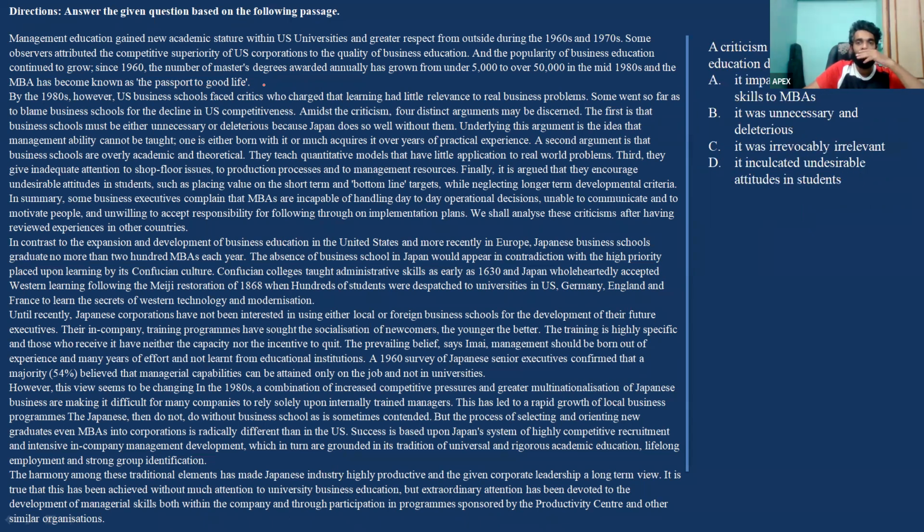So let's go forward. A criticism that management education did not face was that it imparted poor quantitative skills. Now, again, this is a very easy question. We can see clearly that this is there in the passage. I think I can find it right here. These were the arguments, right? The first one is that it was unnecessary and deleterious. Finally, that it encourages undesirable attitudes. And the second argument was that they gave quantitative models.